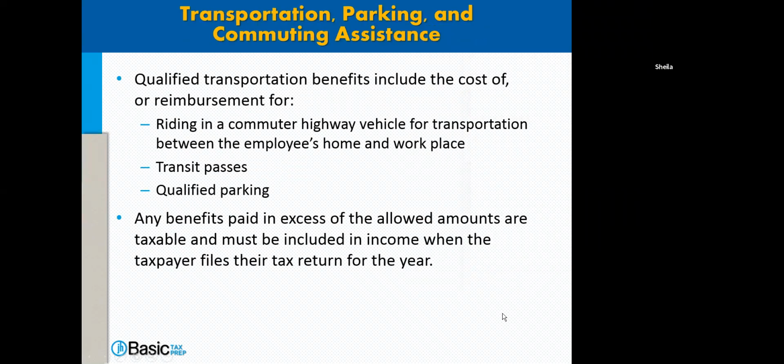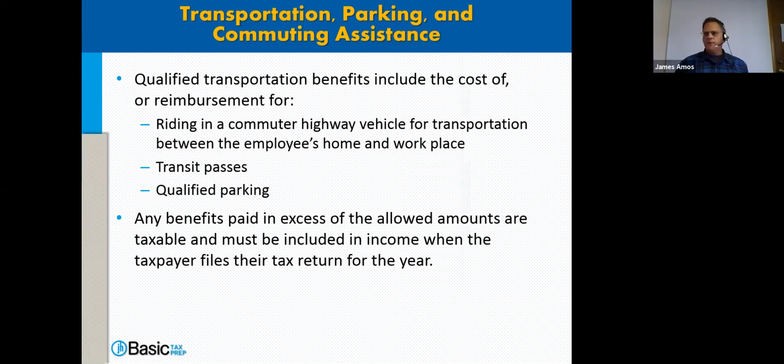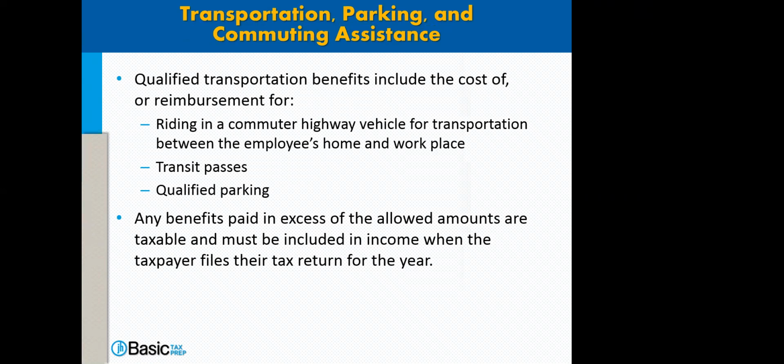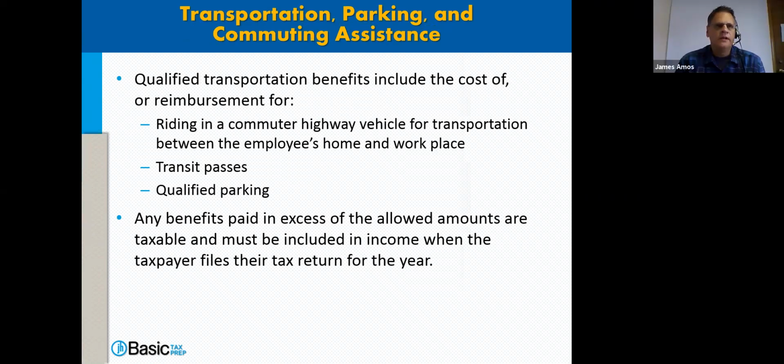Okay. Let's talk about transportation, parking, commuting assistance. Look, there are qualified transportation costs that some companies will give. If you're living in a bigger city, sometimes they'll give you a ride on a commuter highway vehicle for transportation between home and the workplace. In other words, using the bus service, I'm thinking like New York. You see a lot more of this in New York and places like that, or transit passes, or qualified parking in some places, even in Portland. These are benefits that are given.